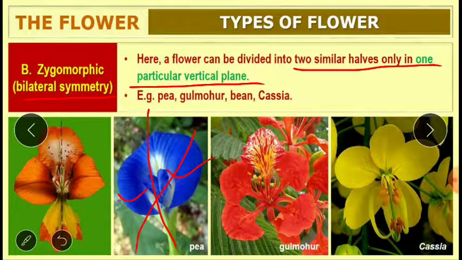If I cut it like this, it will not give me equal halves. So you can cut the flower only in one way so that it gives two equal halves. This type of flower is called a zygomorphic flower. Examples of zygomorphic flowers are pea, gulmohar, bean and cassia.